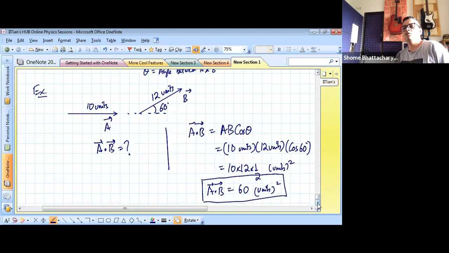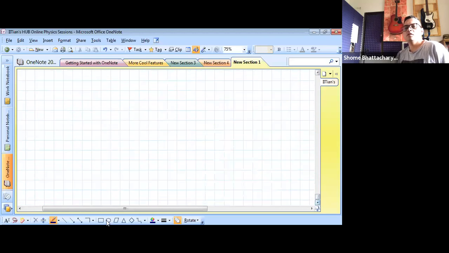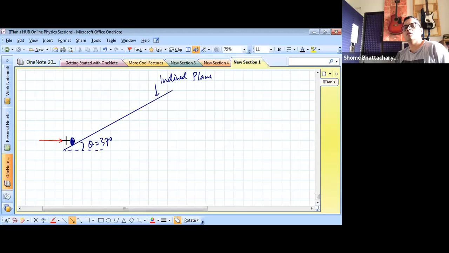Now, before you note this down, let's take another example. Suppose we have an inclined plane like this, which is inclined at 37 degrees to the horizontal. Now there's a particle, and on that particle, suppose we decide to apply a horizontal force like this.